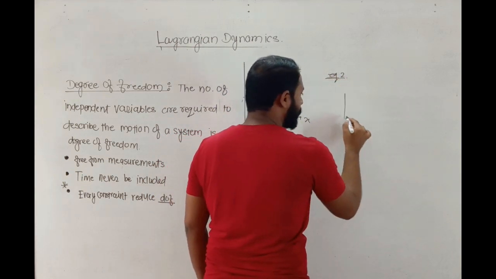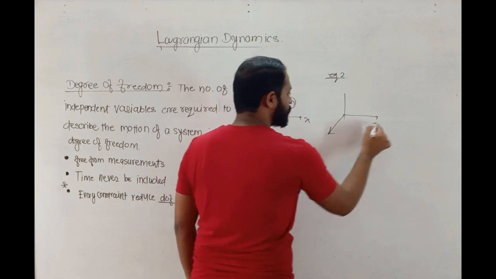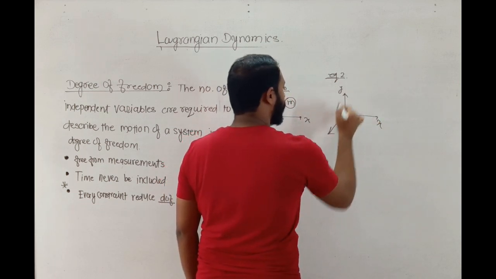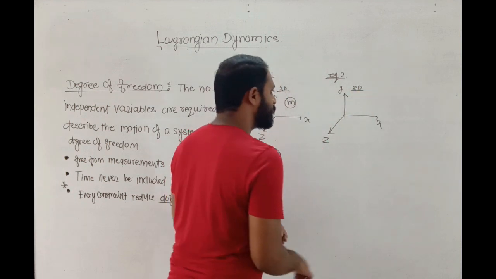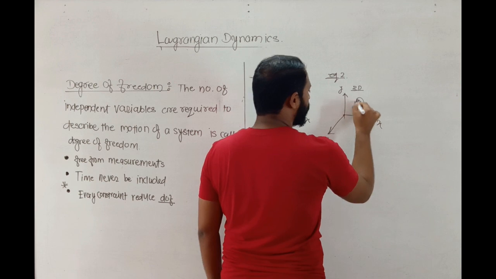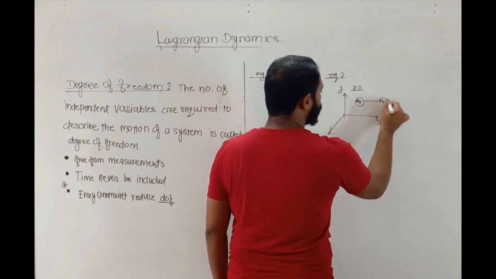Now see the second example. I am considering three-dimensional space which requires x, y, z. Now see, I am taking a system with mass m1 and mass m2.